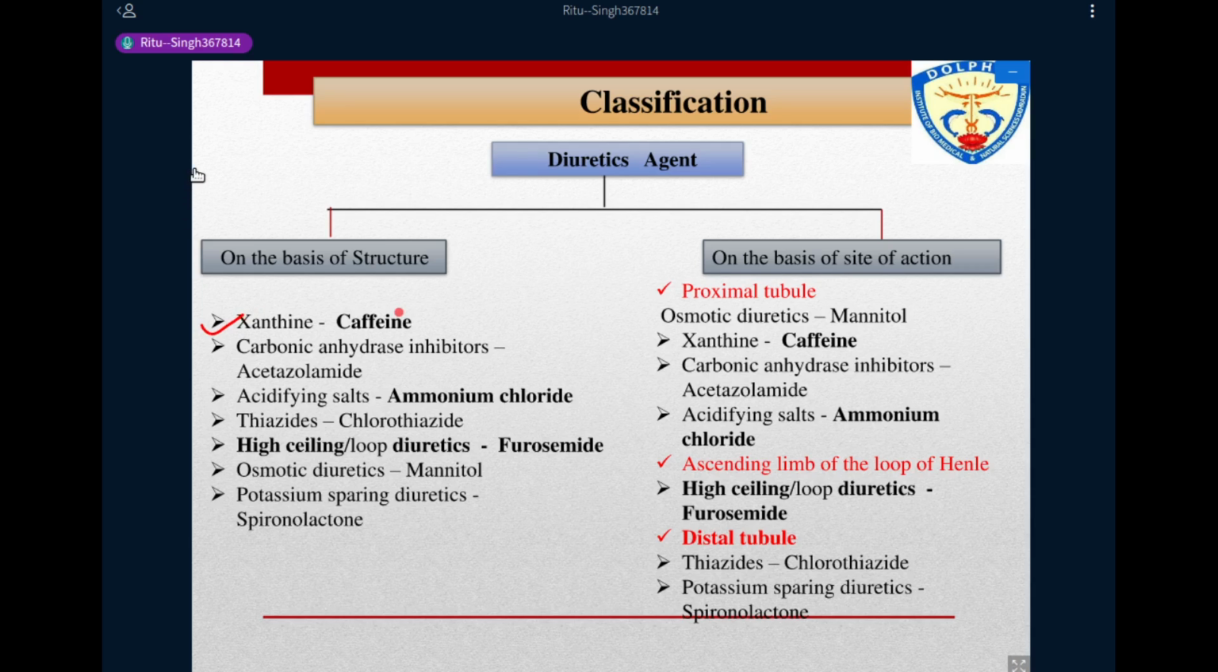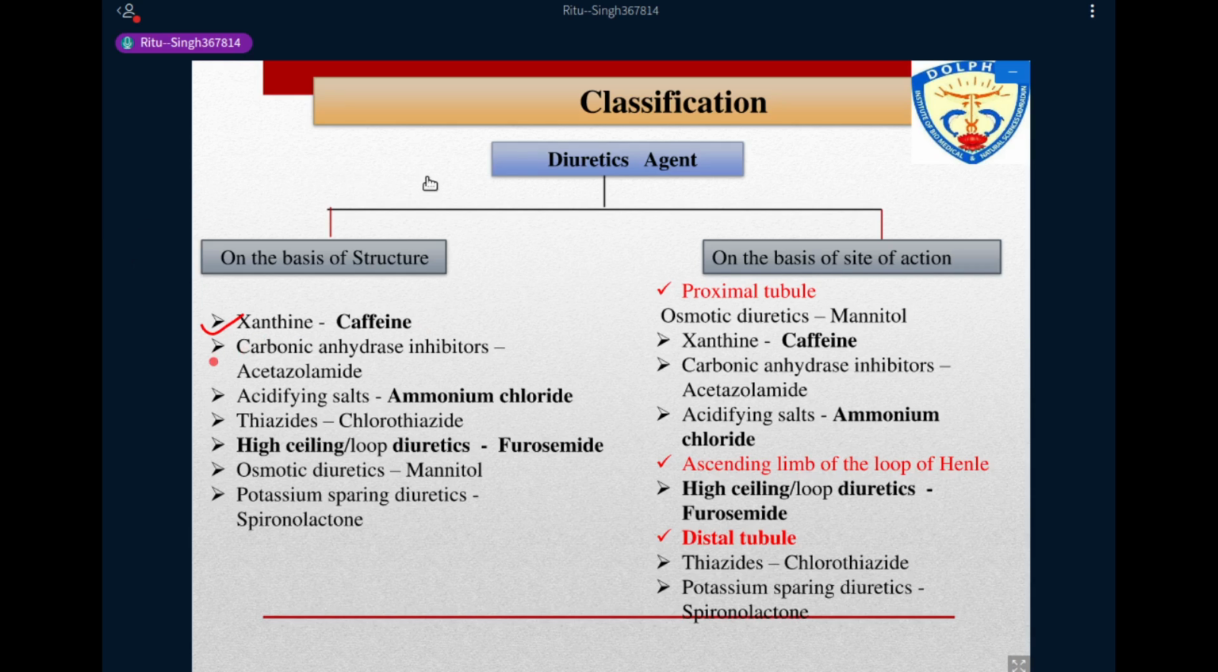Are you familiar with this xanthine? So student, can you tell me from which chemical class xanthine belongs? Yes, Priyanshu. The purine base ring, and xanthine is an alkaloid. Okay, right, Priyanshu. So xanthine belongs to a purine base, and xanthines are a group of alkaloids. The example of a xanthine category drug is caffeine. So caffeine is used as a diuretic.